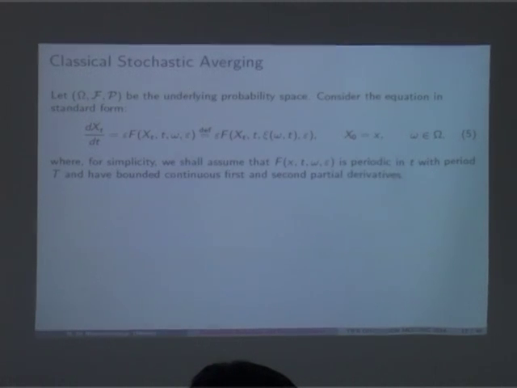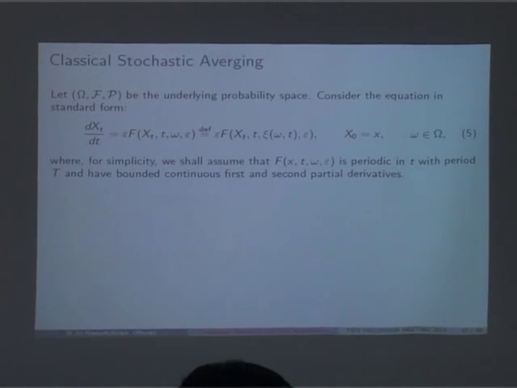So I will start with the classical averaging. This is sort of the standard. It goes back to Khasminskii. This is the first time I have a reduced system, and I will talk about this a little bit more carefully. There are no proofs. I just go through what the results are and show how they can be applied.